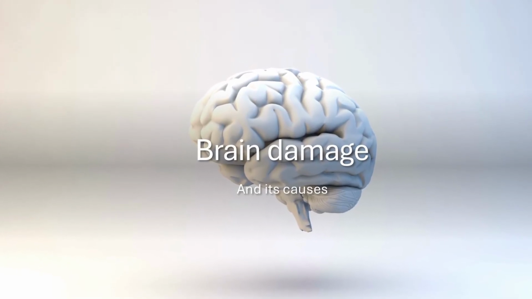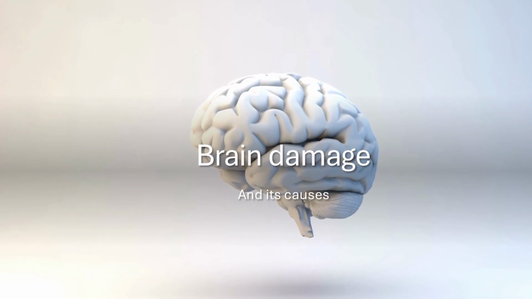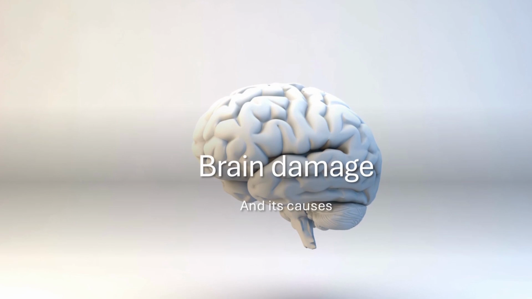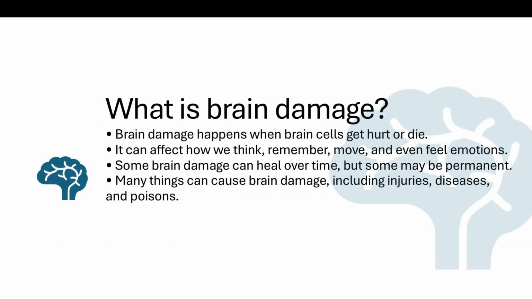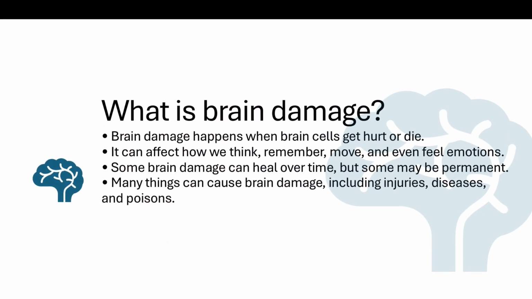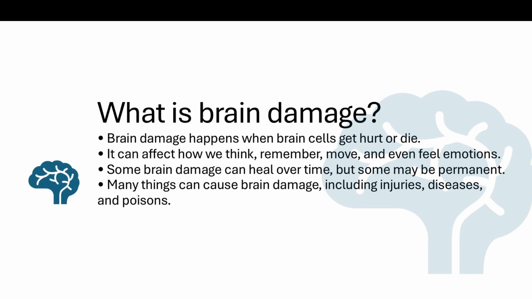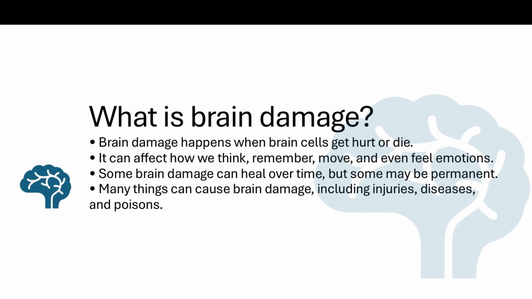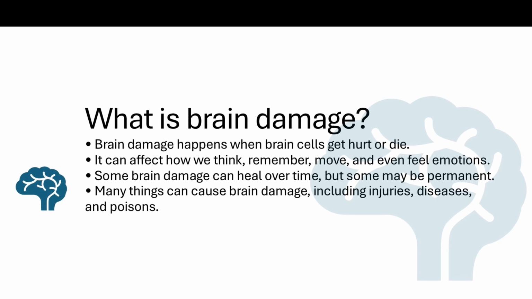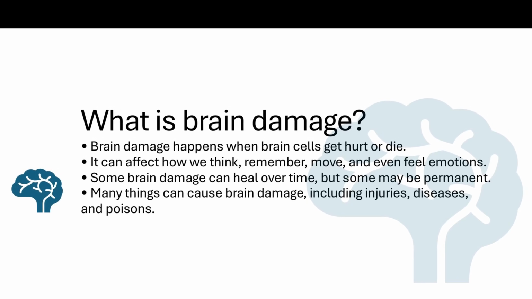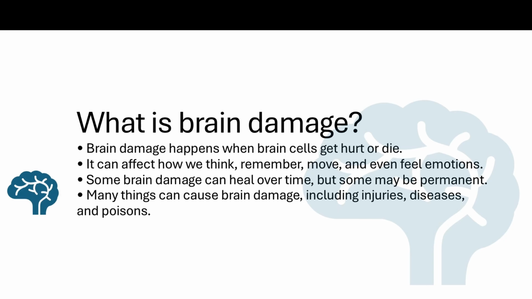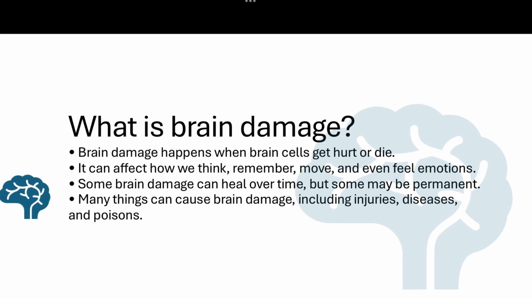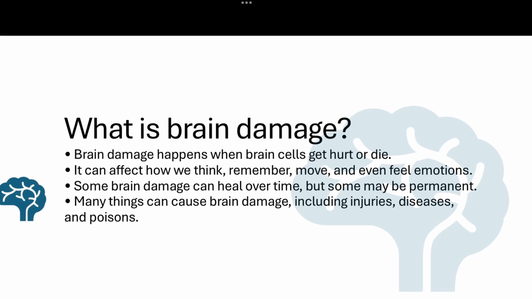Well, basically, this is my first video and we'll be talking about brain damage. So, to start off with, what is brain damage? It happens when a brain cell gets hurt or dies. It can affect how we think, remember, move, or even how we feel emotions. It can heal over time or it can be permanent. Sometimes the causes of brain damage are injuries, diseases, or poisons.